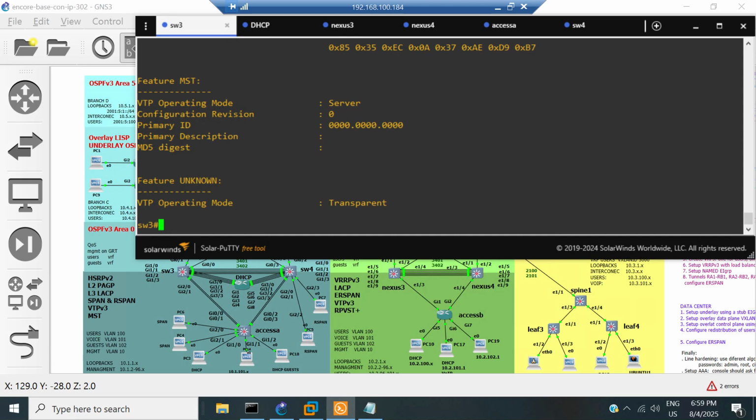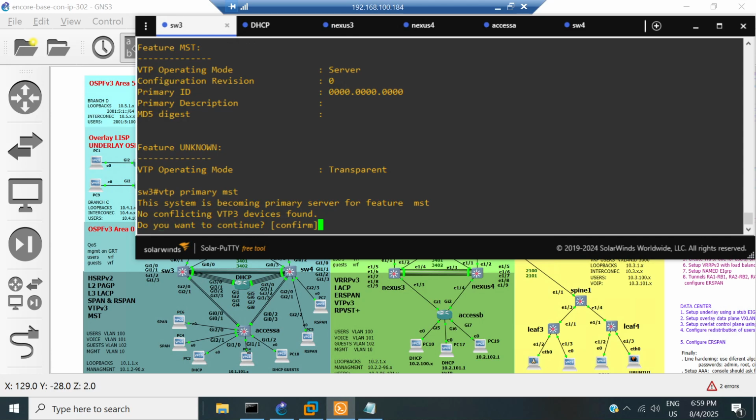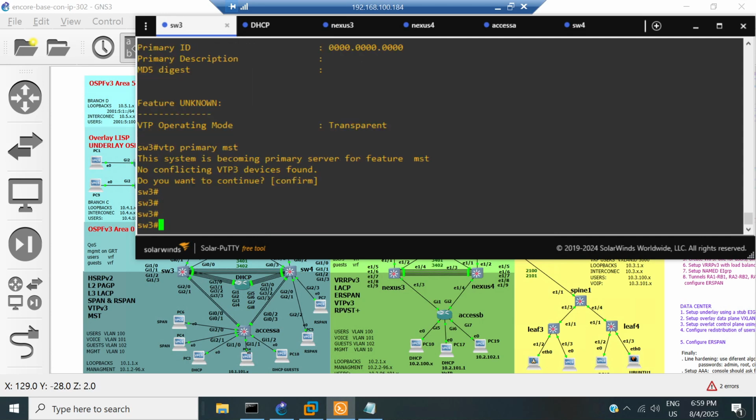There is no primary server, so I have to issue VTP primary MST so I can start configuring. Remember that for VTP version 3, even if you are a server, you cannot do anything unless you are the primary server. So in this case, I enable switch 3 to become the primary server for the domain for configuring MST.